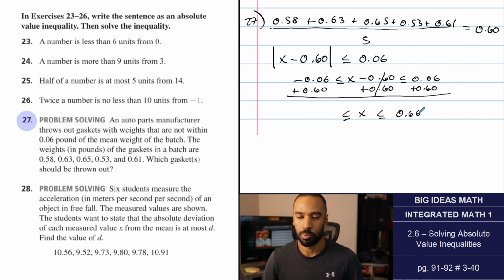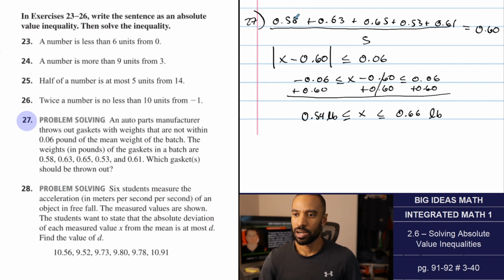So it needs to be between 0.66. What are the units? What are we talking about? Pounds? 0.66 pounds is the upper limit. 0.54 pounds is the lower limit. All right, what doesn't belong in that set? We are good here, here, here, and here. The only one that's not good is this guy right here. So 4 of them are accepted. 1 is thrown out.